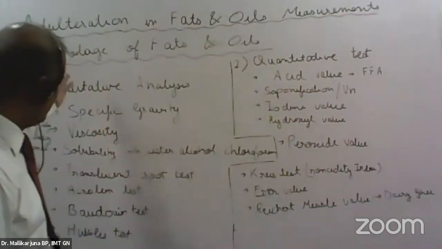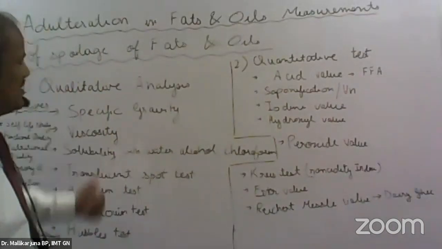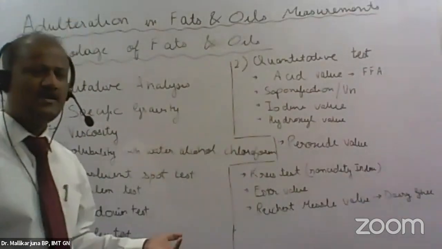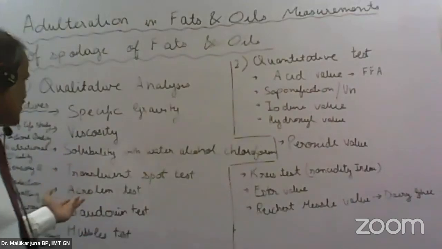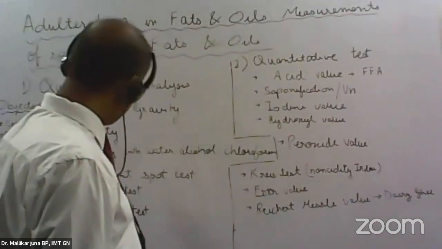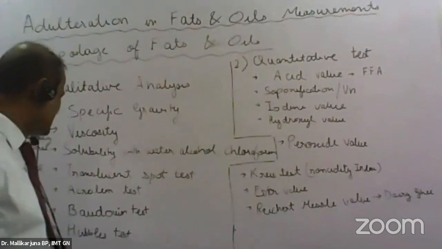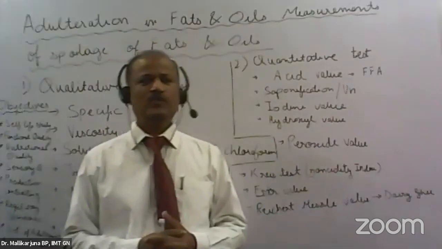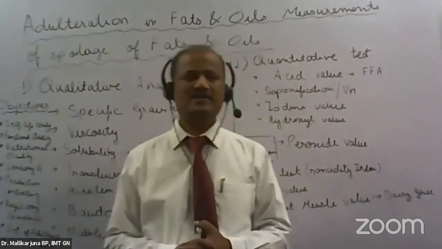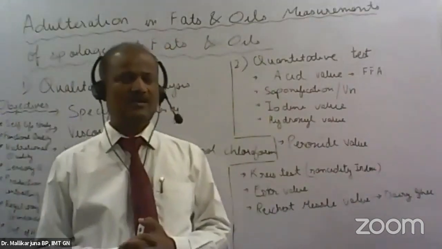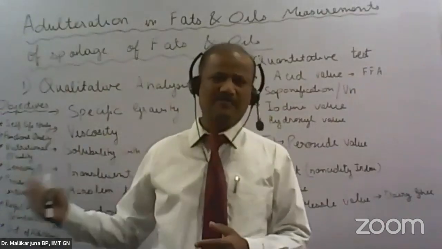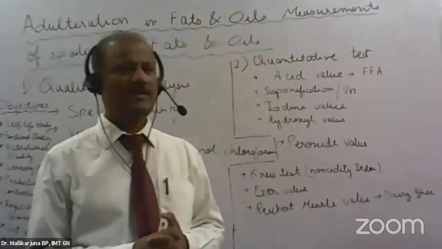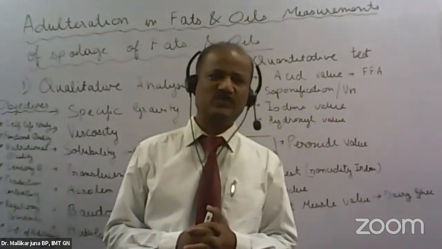Based on this qualitative analysis, we are just checking their solubility, melting point, specific gravity, refractive index, and viscosity, and simple tests, maybe the translucent spots test, acrylamide test, Ardent test, Abel's test. Thereby we are able to find out whether it is pure or impure. Apart from these qualitative tests, there are quantitative tests as per the regulatory authorities, as per the standards.